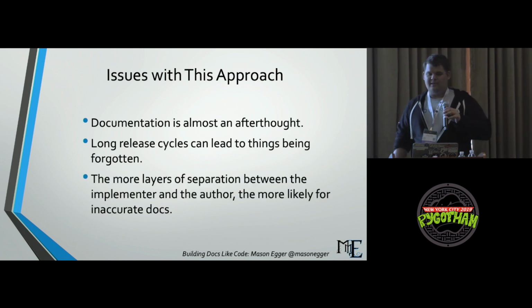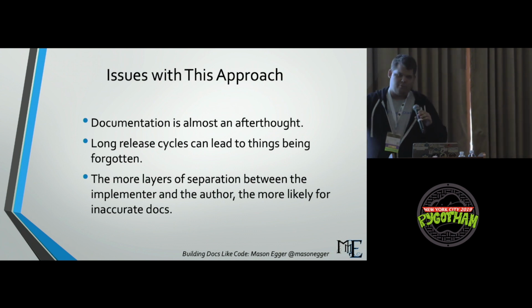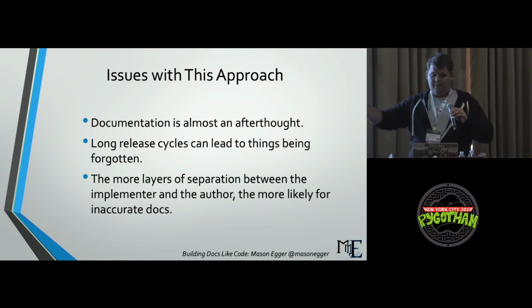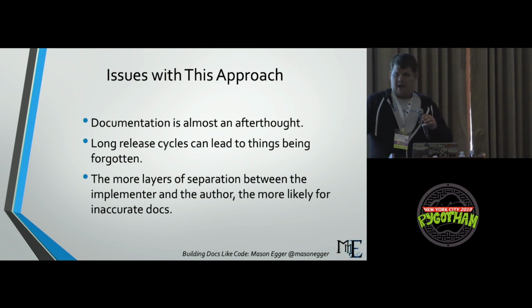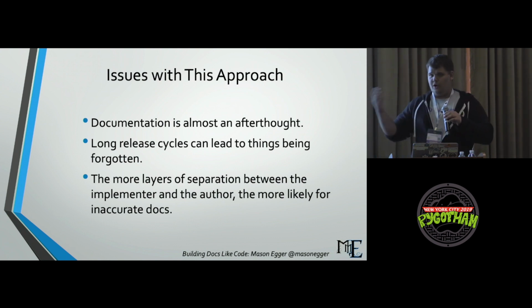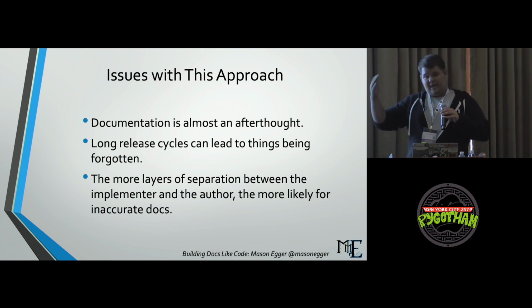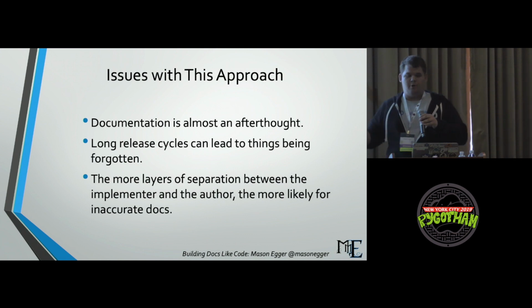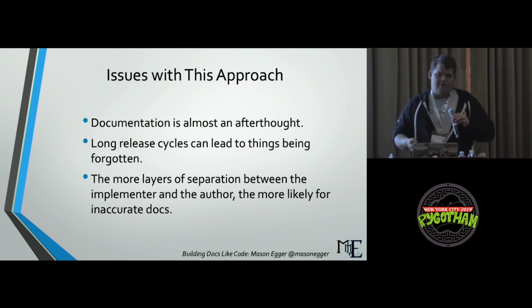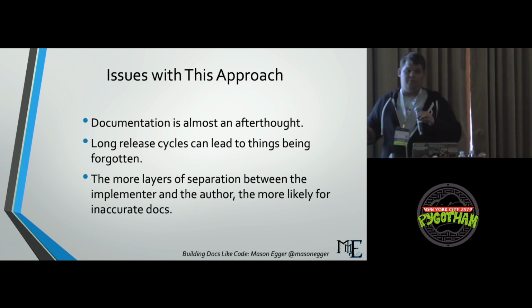Also, the more layers of separation you have between the implementer of the feature and the author of the documentation, the more likely you are to have inaccurate docs. And we live in a README engineering culture now, where if we can't get it working through the README, we will move on to the next project. You need to have accurate docs because if it doesn't work, I'm going to stop trying your software and go find something else that does, because there are always 10 to 12 other projects that do exactly what you're doing.